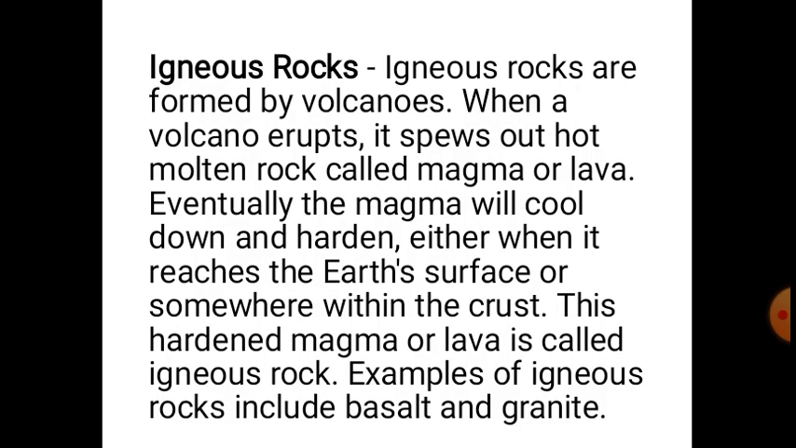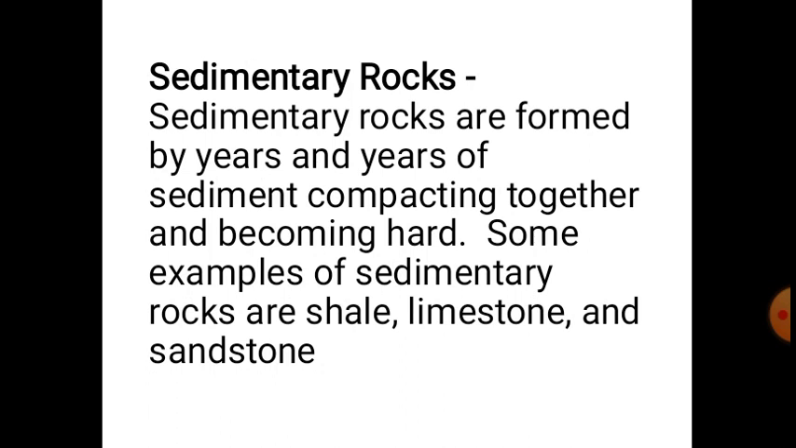Igneous rocks are formed by volcanoes. When a volcano erupts, it spouts out hot molten rock called magma. This magma will cool down and harden, and when it hardens, it is referred to as igneous rocks. Example is basalt and granite. We have sedimentary rocks. Sedimentary rocks are formed by years of sediment compacting together and becoming hard. The layers of sedimentary rocks are called strata.